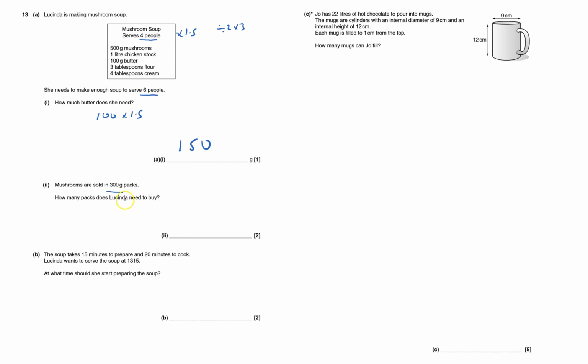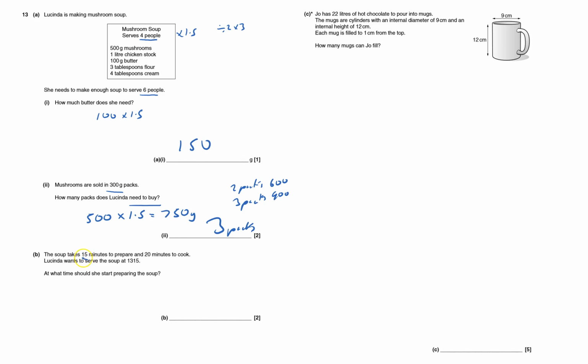Mushrooms are sold in 300 gram packs. How many packs does she need to buy? Well, let's see what she needs. So 500 grams. We need to find out what's needed for the 6 people, so you need to times that by 1.5, and that is 750 grams. 2 packs would be 600 grams. That's not enough. 3 packs would be 900 grams. That's enough. So it's 3 packs.